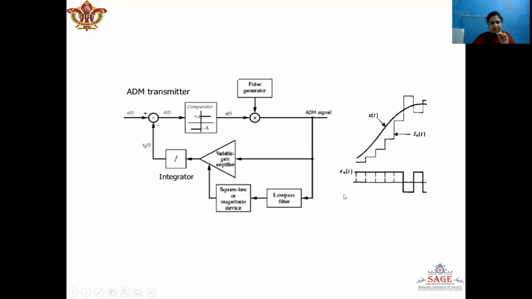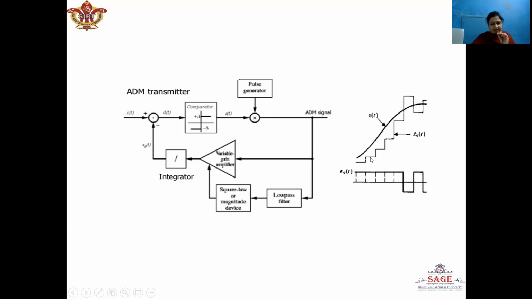So here we can see that when the message shows an increase in its amplitude, the approximated signal will increase by steps to follow the message signal. So here the ADM signal is shown in the second waveform. Since there is an increase in the approximated signal, the ADM signal will have output 1. So here we can say high output for the ADM signal.